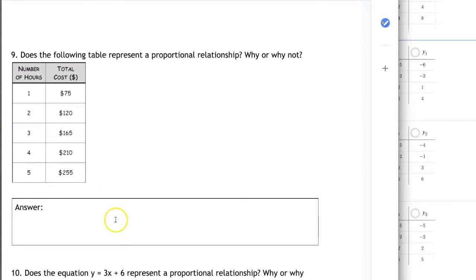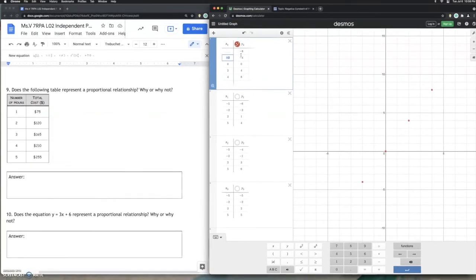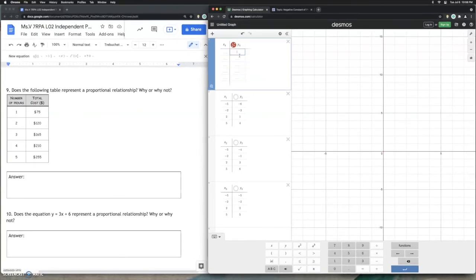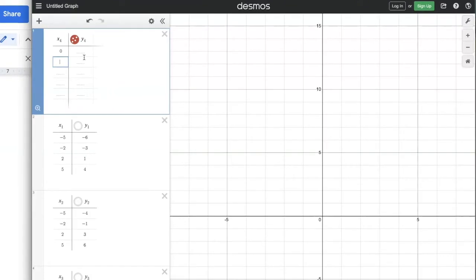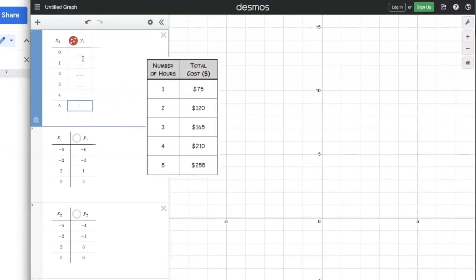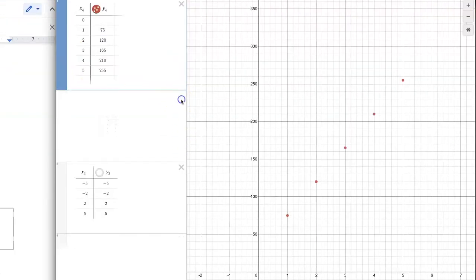Okay, does the following table represent a proportional relationship? Why or why not? Let's just use this table right here, and we'll see. Let's leave a spot for 0 in case we need it. 1, 2, 3, 4, 5. 1 is $75, 2 is $120, 3 is $165, 4 is $210, and 5 is $255. We'll hit this little zoom button, and we see this line, and it looks like it's going to cross somewhere over here, above the 0.